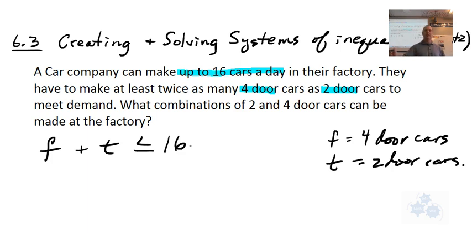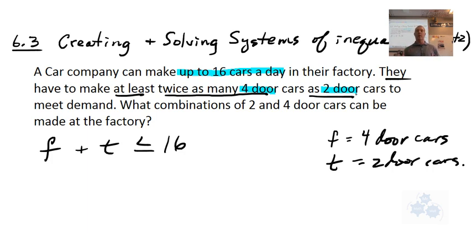So what's the other information here? They have to make at least twice as many four-door cars as two-door cars. So you have to be real careful with this one. I'll just give you a hint. At least twice as many four-door cars as two.